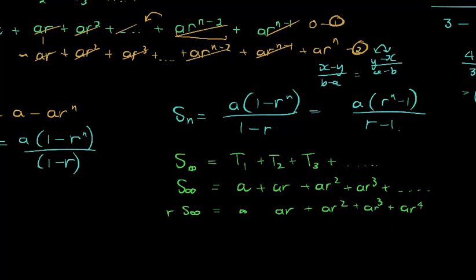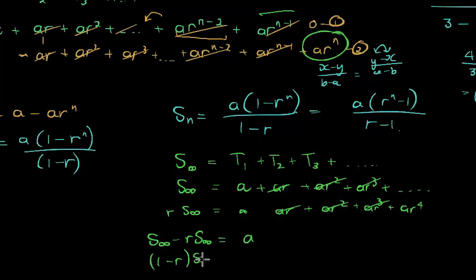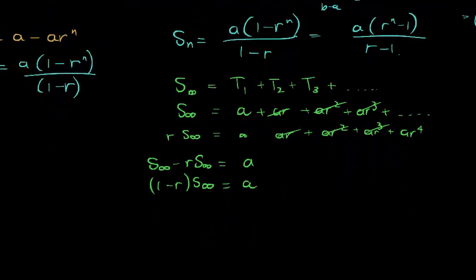And now I subtract. So I get S infinity minus r S infinity is equal to, a has got nothing to subtract, but all of the rest will always have something to subtract, so that we won't have what we had here, where we had this last term for the bottom. We'll always have something to subtract. And so now I do the same. I take S infinity out as a common factor, and I just divide it on the other side.